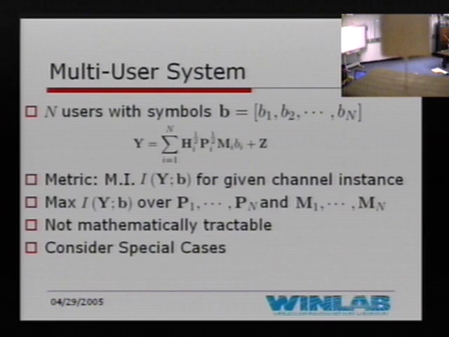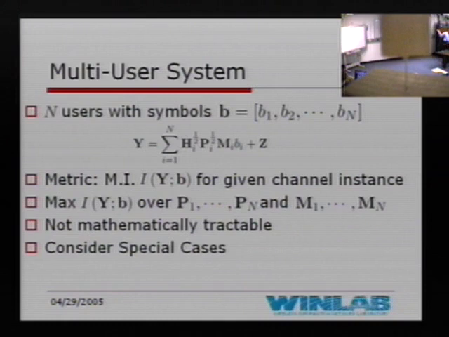So these are the equations for the multi-user system. Assuming I have some capital N number of users in the system, and each one has this information capital B_i times the spreading matrix M_i and power matrices P_i and channel. If my metric is to optimize the mutual information between the received matrix capital Y and the vector B for a given channel instance that the transmitter knows, maximizing it over the set of all power matrices and all spreading matrices is a difficult problem to solve.